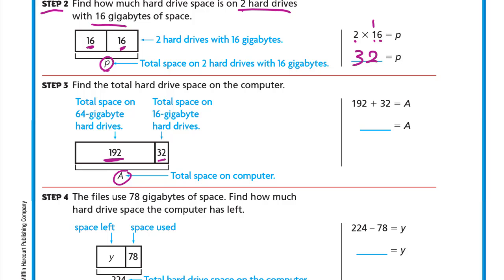Okay, so here we will add the 192 plus the 32. So 2 plus 2 is 4. 9 plus 3 is 12. So I write 2 down and 1 up. Now 1 plus 1 is 2, plus nothing, it's 2. So 224, this is the total space of all of the hard drives. Okay, she has files that are 78 gigabytes. So we can subtract them from the total space to know how much space is left.